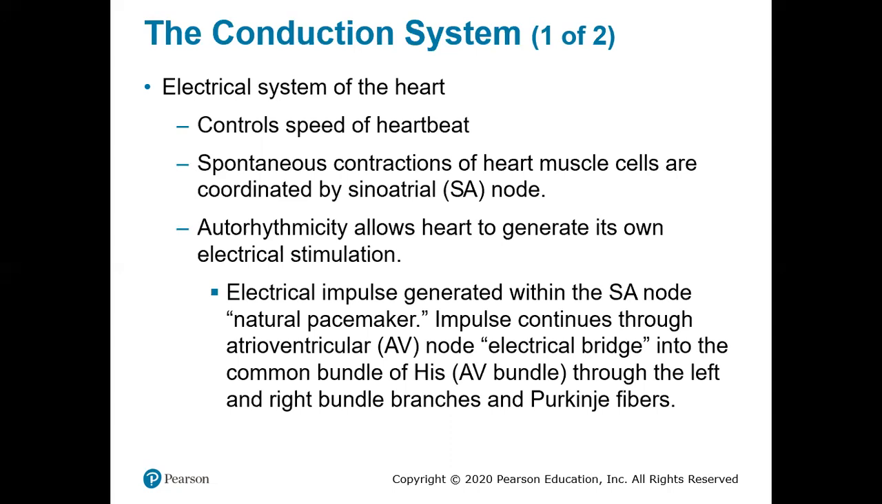Impulse continues through the atrioventricular or AV node, which acts as the electrical bridge into the common bundle or AV bundle, through the left and right bundle branches of Purkinje fibers.